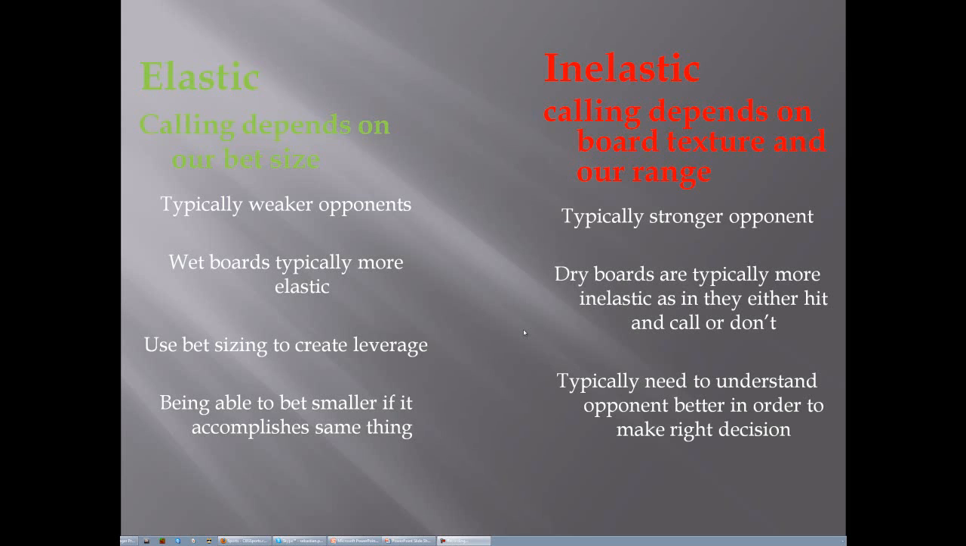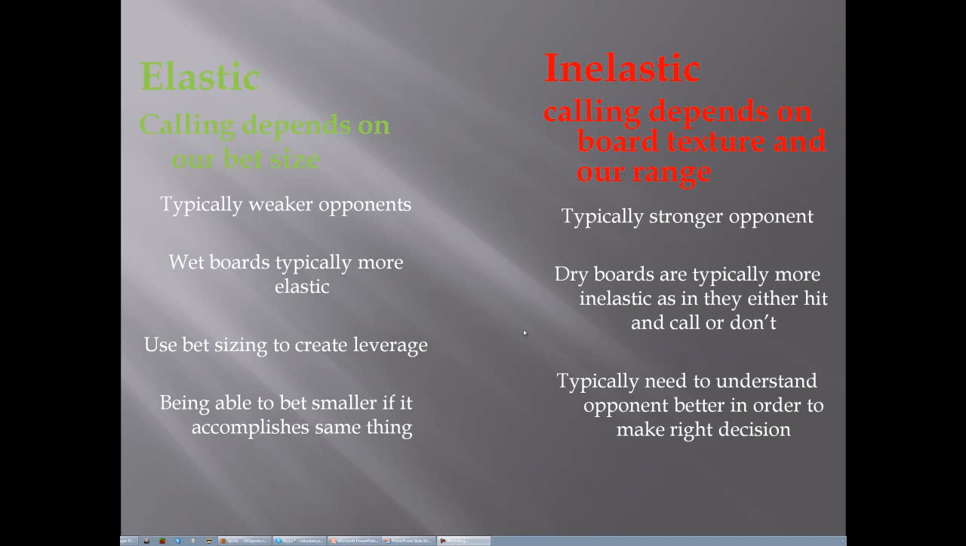We talked about using bet sizing to create leverage. So in the bluff situation where we bet small on the flop, it's going to create a smaller bet on the turn, which again, we're using to leverage our opponents. And this goes hand in hand with being able to bet smaller if it accomplishes the same thing. This goes back to one of the earlier slides where we discussed what we're trying to accomplish, and if we have a game plan in place and know what we're trying to accomplish, it's going to make our decision whether we c-bet or don't c-bet much easier.